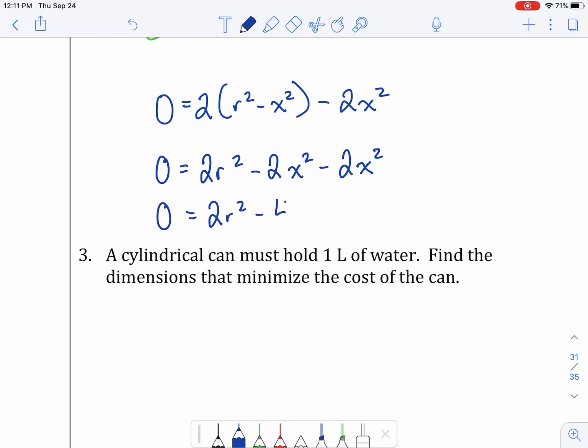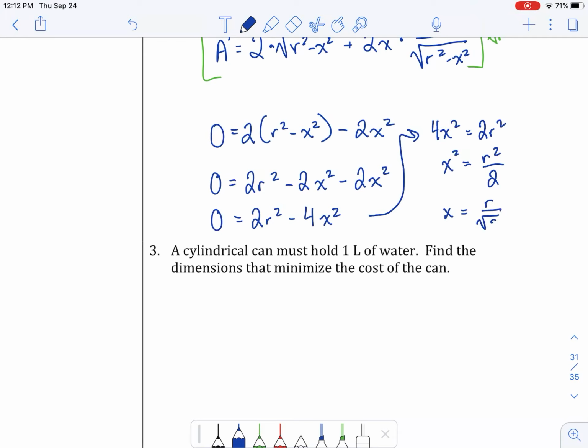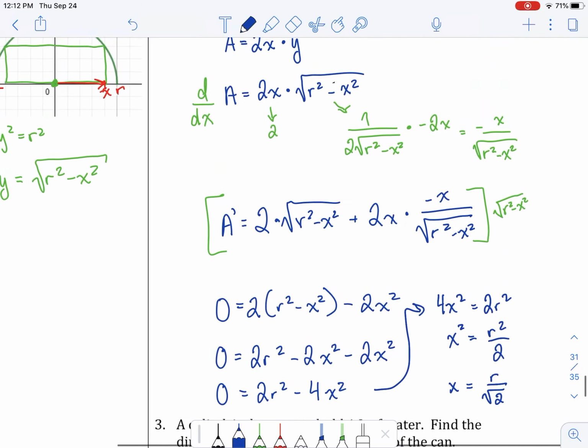So then 0 is equal to 2r squared minus 4x squared. We want to solve for x, as I stated earlier. So I'm going to add 4x squared to both sides and end up with 4x squared is equal to 2r squared. So x squared is equal to r squared over 2, and so x is equal to r over root 2.